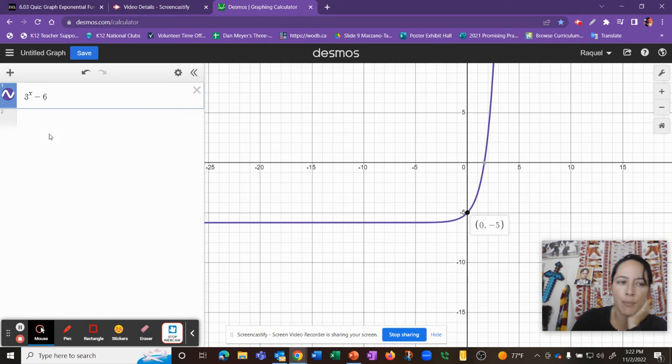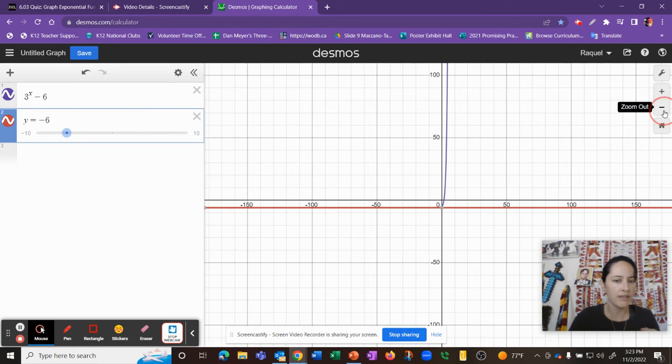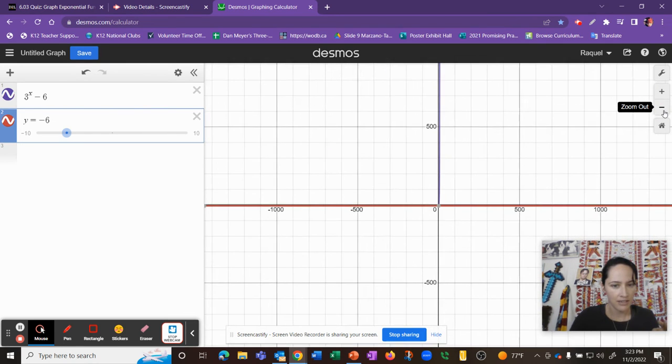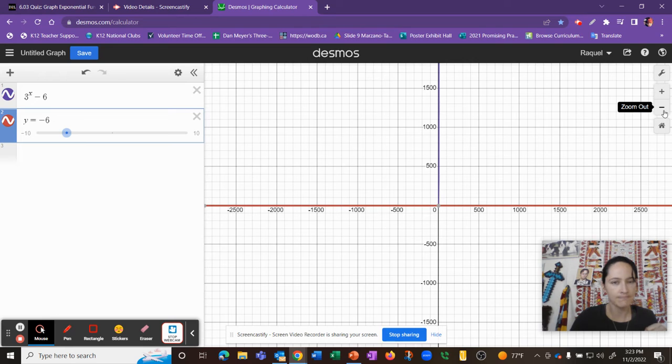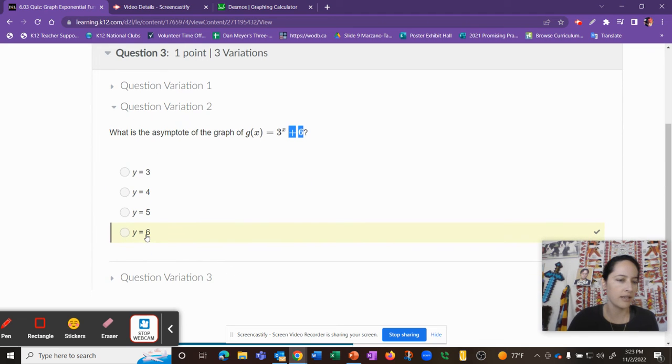Okay, anyway, but at that line, y equals -6, we have a horizontal asymptote. So this invisible line, that line's not really there, but if you zoom out, you'll see that purple never crosses that red line. So whatever yours is, you're looking right here to decide what the asymptote is at.